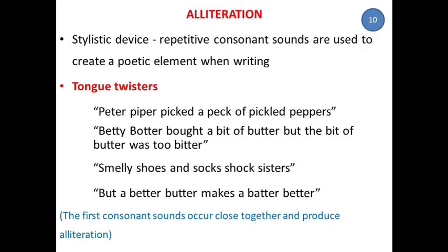Now we are discussing the term alliteration. It is a stylistic device where repetitive consonant sounds are used to create a poetic element when writing. The best examples for alliteration are tongue twisters. Here we have some tongue twisters. Just try to read them at speed.